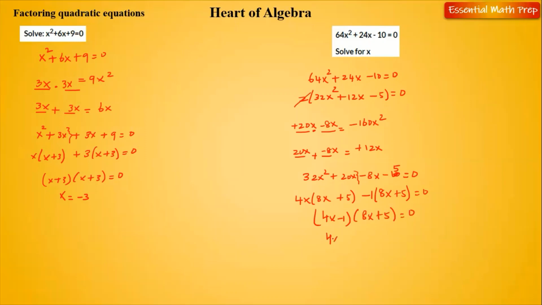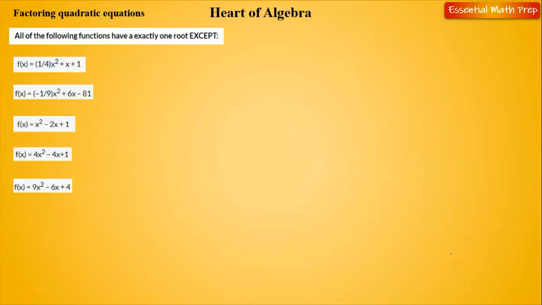So 4x minus 1 equals 0, x equals 1 over 4. 8x plus 5 equals 0, 8x equals negative 5, x equals negative 5 over 8. I mean, this problem is not difficult by any real extent, but you just have to figure out what the two terms are that you could use to figure out the positive and the negative root. So let's go to the next problem.